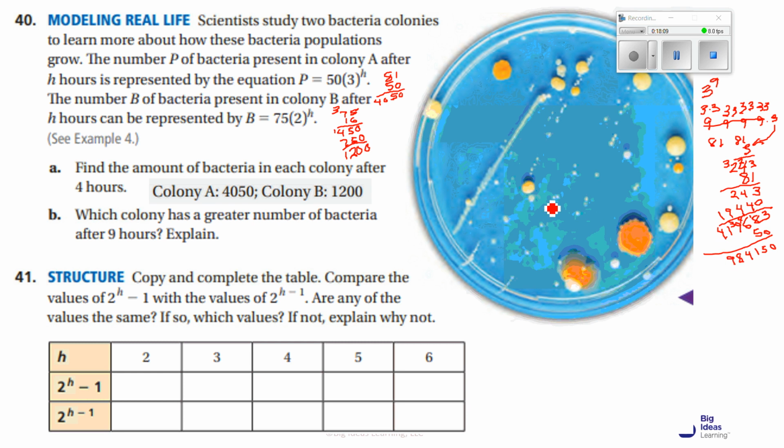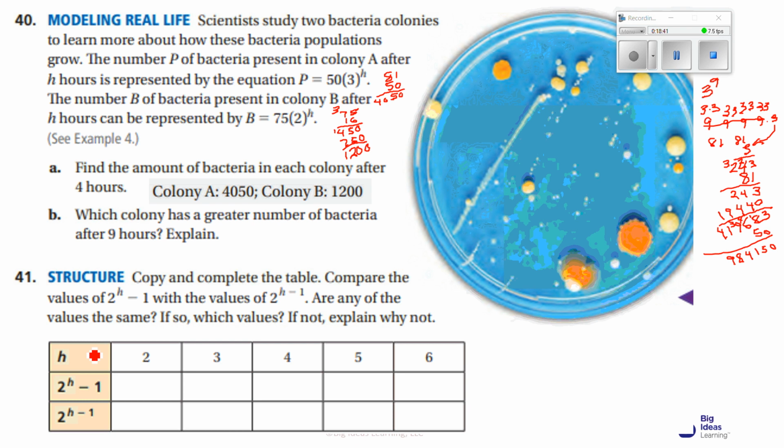So the first one, after 9 hours, you're going to have, wow, that's such a big number here. Let's see. Did I lose my cursor again? Sorry about that. We're going to have 984,150. Okay?